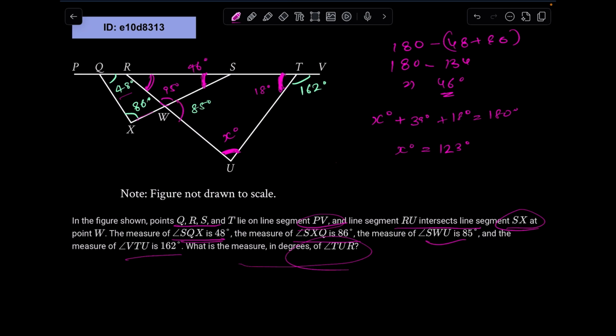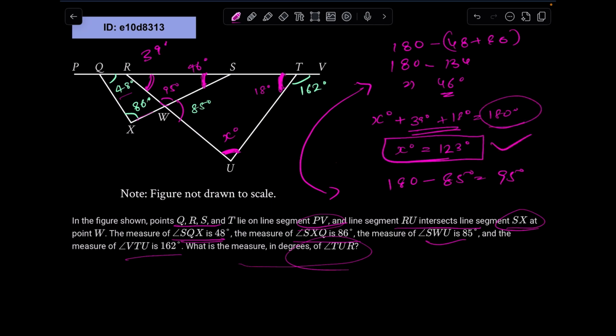Now we can calculate angle RWS. We're going to subtract 85 from 180 to get 95 degrees. That's RWS. We're going to add these both angles together and subtract them from 180 to get SRW, which is going to be equal to 39 degrees. So we have got angle TRU and we have got angle RTU. We're going to add these together, subtract them from 180 and get x degrees, which is 123.